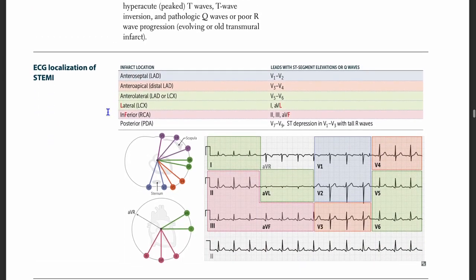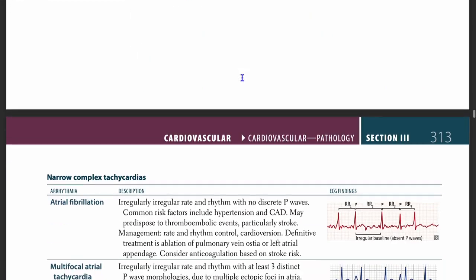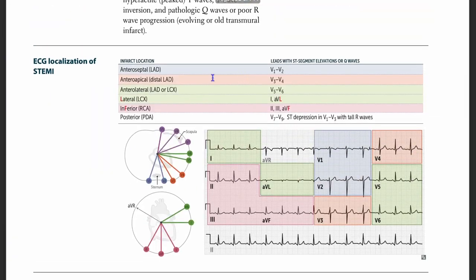Okay. Now the fun stuff. ECG localization of STEMI. So infarct location and leads with ST segment elevation or Q wave. If you're the kind of person that thinks they would never get this, that's okay. You can just memorize this. That's all you need for Step 1. You don't have to worry about the leads or where it goes and all that stuff. You just memorize this right here, and that's what they'll give you.